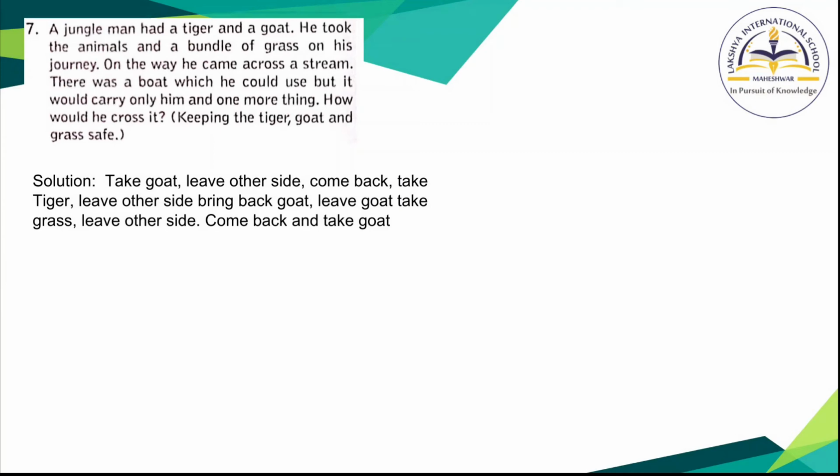Now question number 7: a jungle man had a tiger and a goat. He took the animals and a bundle of grass on his journey. On the way he came across a stream. There was a boat which he could use, but it would carry only him and one more thing. How would he cross it, keeping the tiger, goat and grass safe?